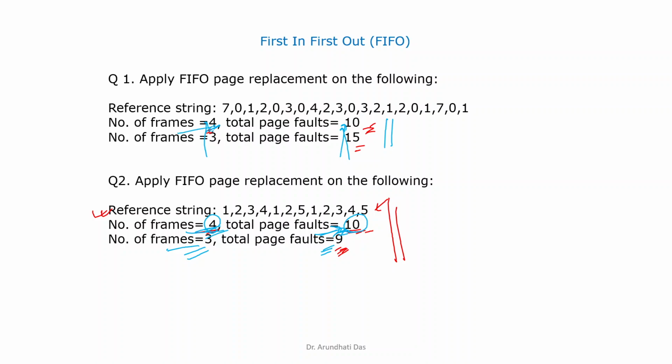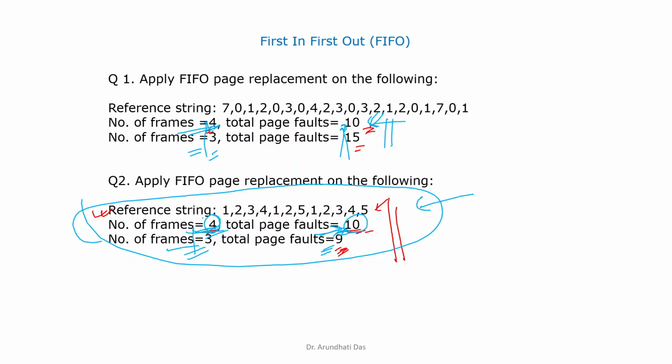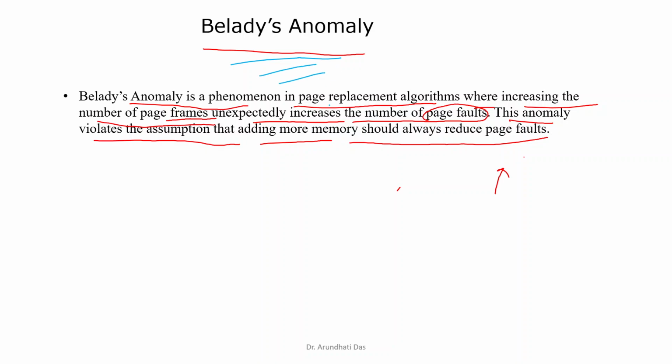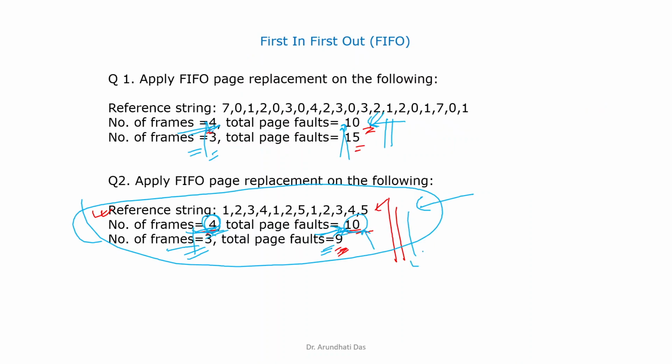That means when I am increasing the number of frames in the main memory, I am increasing the size of the main memory. Okay, so if I am increasing the size of the main memory, then more pages should be there in the main memory, right? So my page faults should be less, but that is not the case. As you can see for this example, using FIFO for this particular reference string, increasing the number of frames is also increasing the number of page faults. Okay, so there are some situations where this Belady's anomaly can be seen. This situation is called Belady's anomaly.